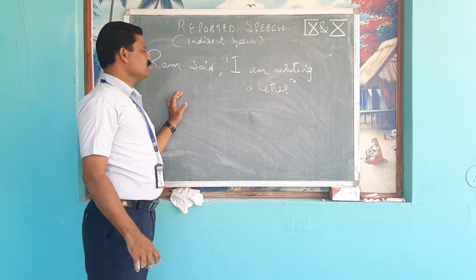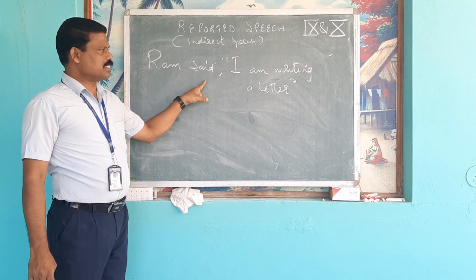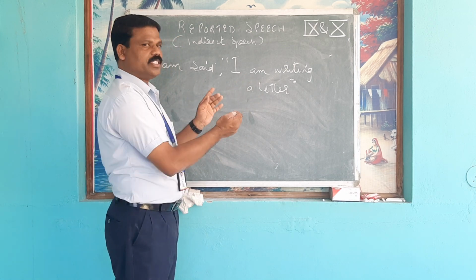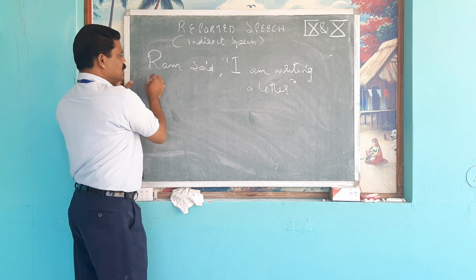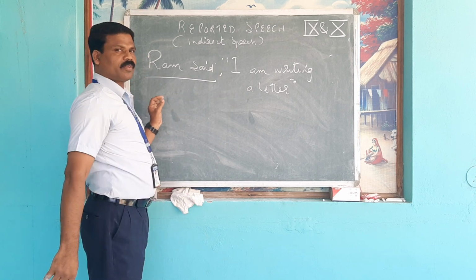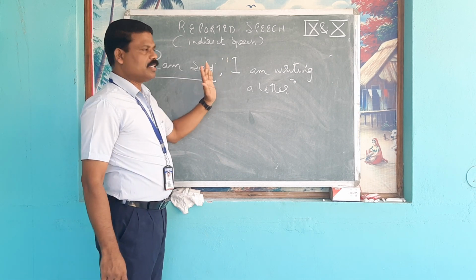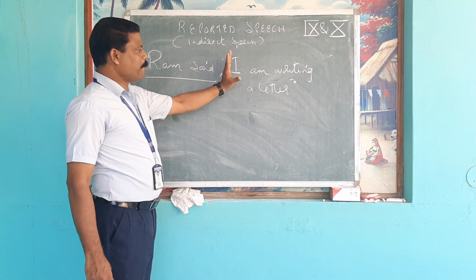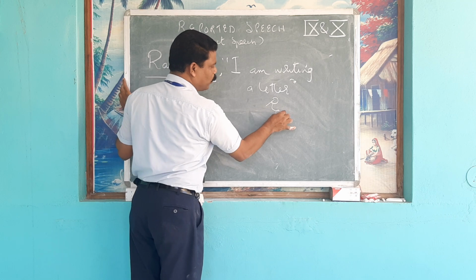Look at the sentence. Ram said, I am writing a letter. In this sentence, you can see two different parts. One, speaker and verb, and the other part, the actual words spoken by the speaker. The second part is known as reported speech.